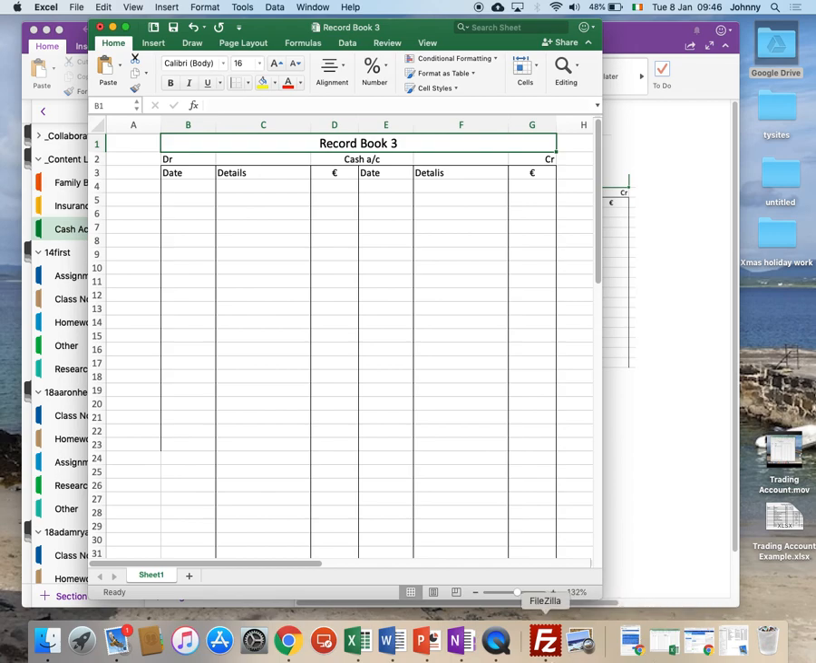Now my Record Book 3, I've used Microsoft Excel to do this. The first time we do this, you guys are going to do this on paper. We're going to get it done in class. You're going to take a screenshot of it and you're going to include it in your personal folder, and I'll show you how to do that in a second. Okay? So we start off with our opening cash.